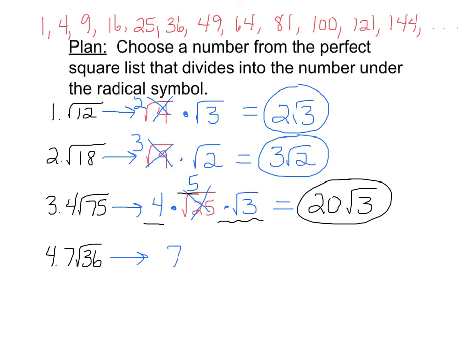Here's the 7. Square root of 36. If I take a look at my list, hey, 36 is in the list. It's right here. That means I can take the square root of 36. The square root of 36 is just nice, regular 6. I didn't have to do any work. So my answer for this problem is 7 times 6, which is 42. Please do not miss the easy problems because it involves a number that's already in your perfect square list.